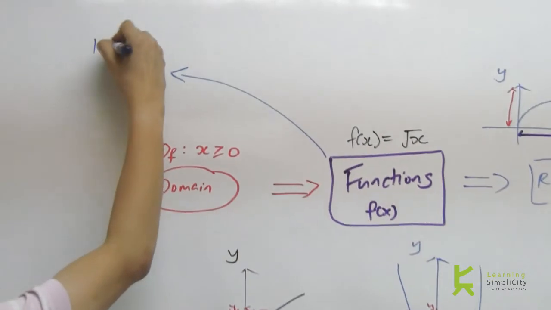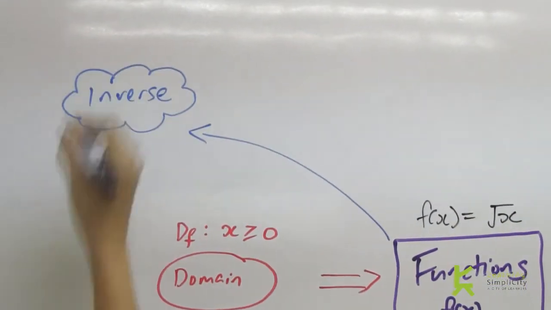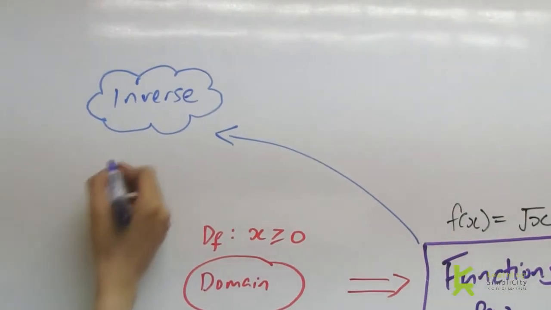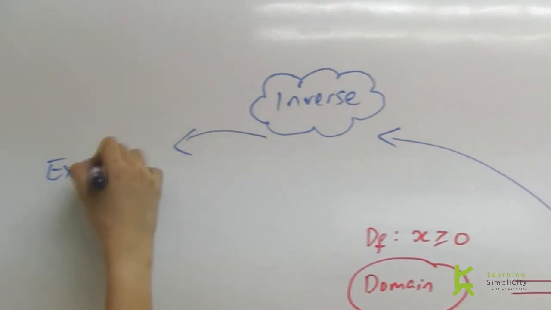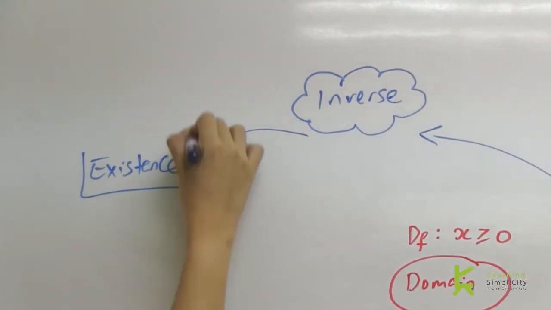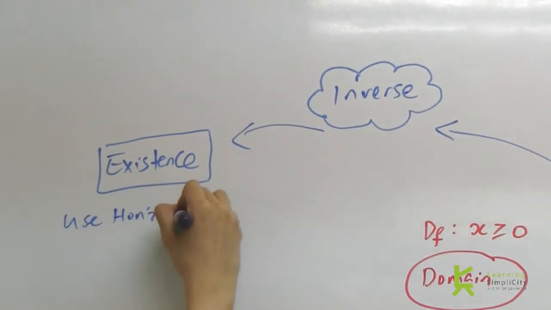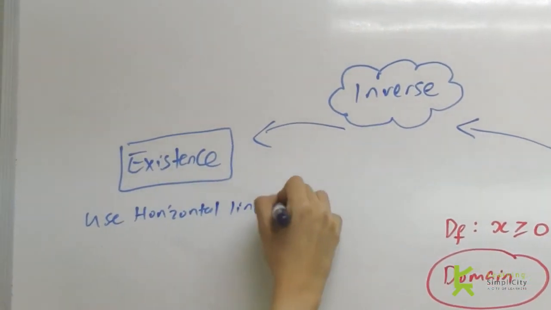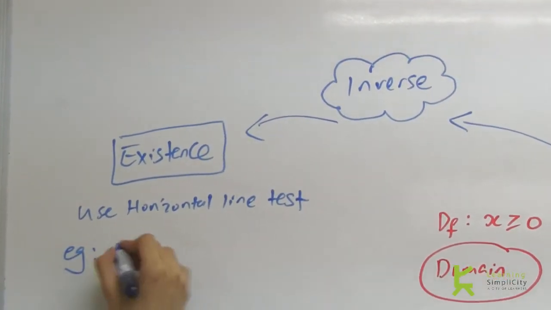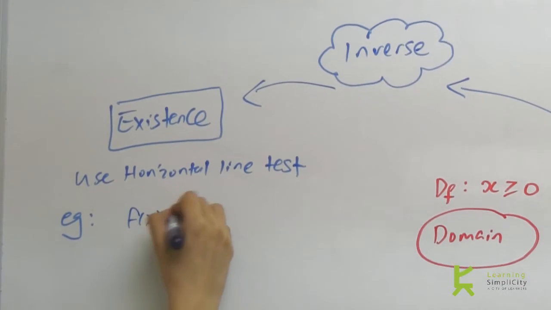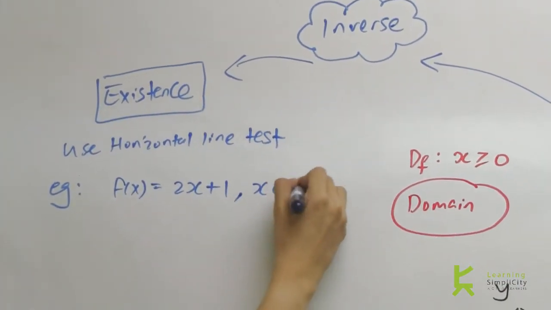Next, we are also interested in finding the inverse of a function. The inverse of a function is defined to be f inverse x. So how do we get an inverse function? When does an inverse function exist? For a function given, we can always try to use a horizontal line test. The example will be, supposedly, we have f(x) equals 2x plus 1, given the domain of all real numbers.